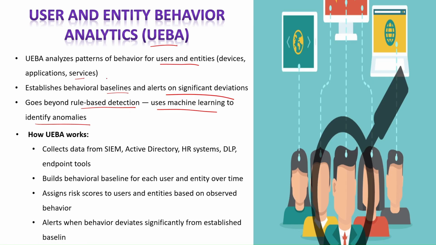So, how does user and entity behavior analytics work? It collects data from SIEM, Active Directory, HR systems, data loss prevention, and endpoint tools. It builds a behavioral baseline for each user and entity over time. It assigns risk scores to users and entities based on observed behavior and alerts when behavior deviates significantly from the established baseline.